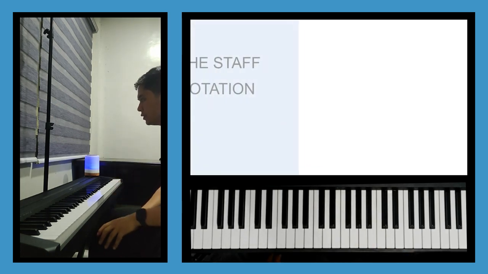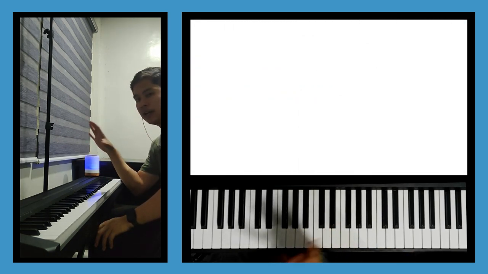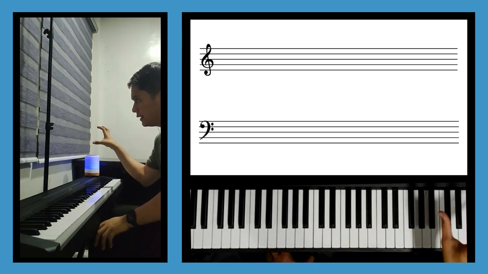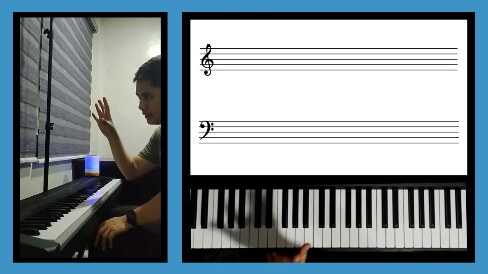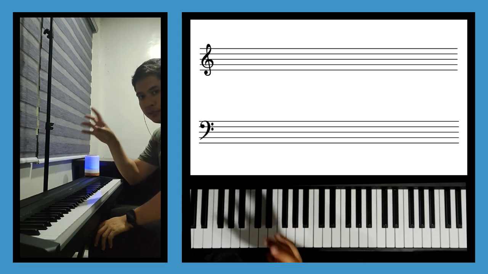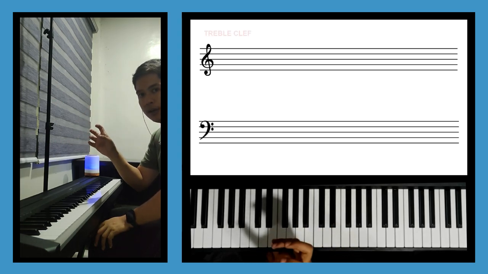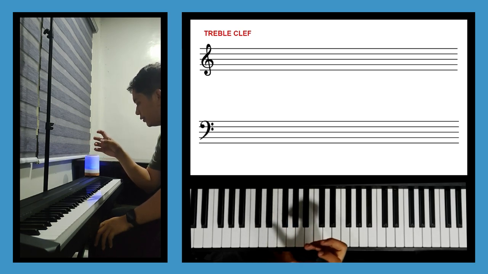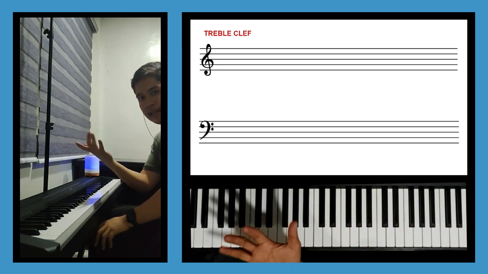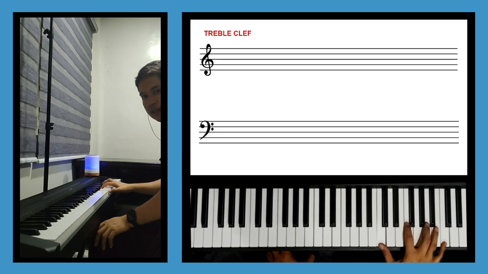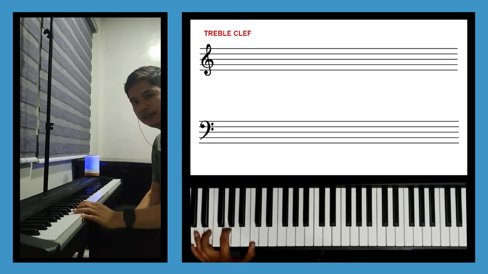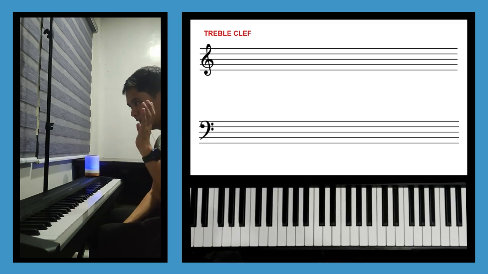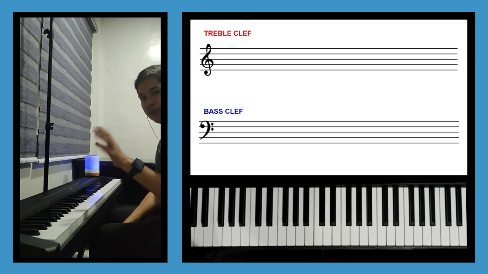In reading notes, there is what we call the staff. It consists of five lines and a symbol on the left. The symbol on the left, something like the letter S, is what we call the treble clef, or the G clef. The treble clef is where our right hand plays the melody or the chords. And then the left hand is called the bass clef, or the F clef.